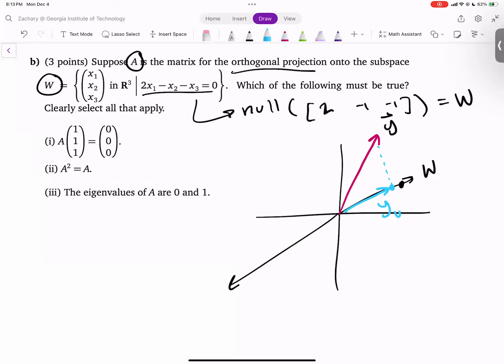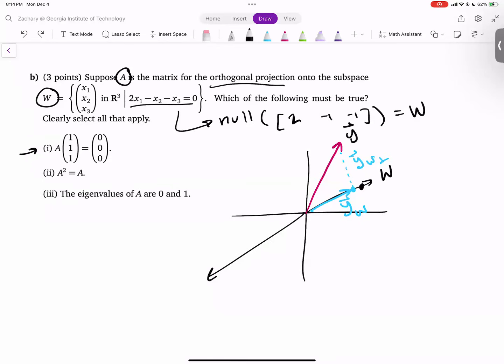And this is y sub w. Okay, then this is y sub w perp, which just means the direction it's taking off. So what this first question is asking is, when we project this vector onto this plane, are we going to stick straight off, or what's going to happen?